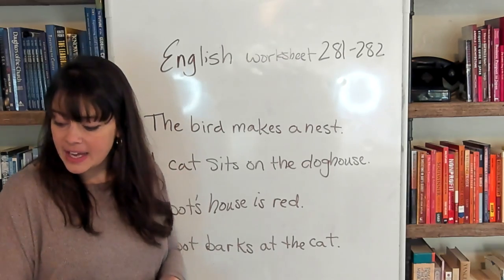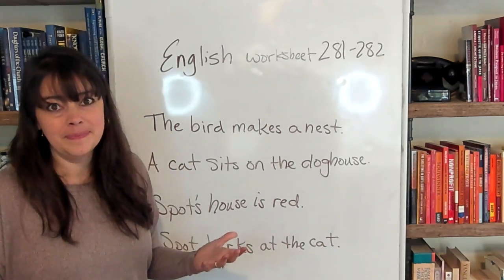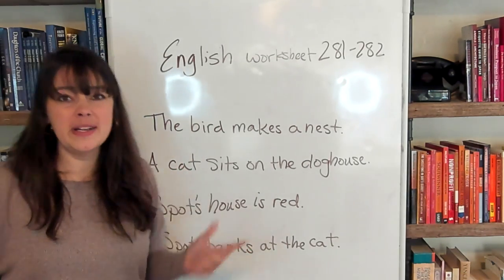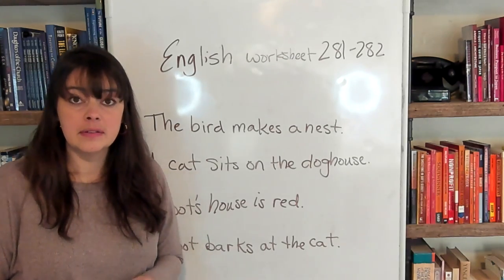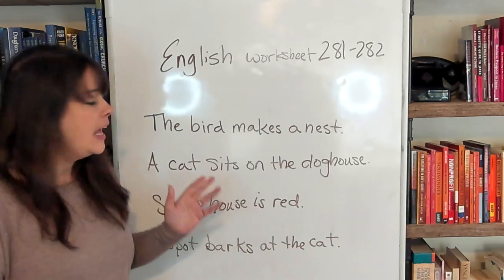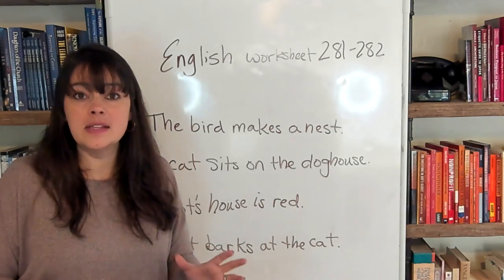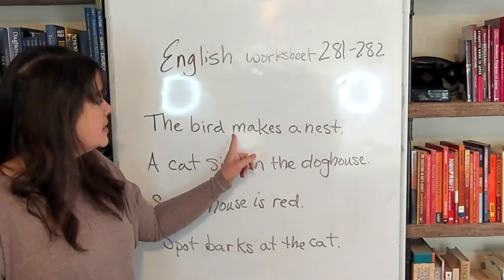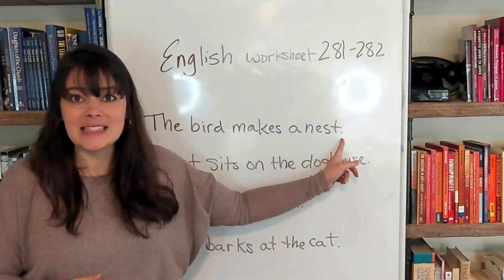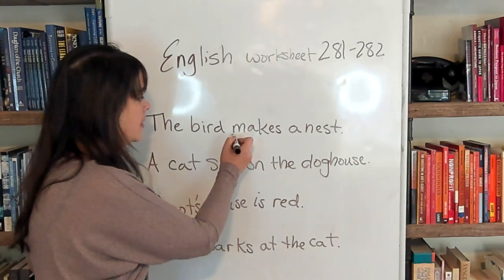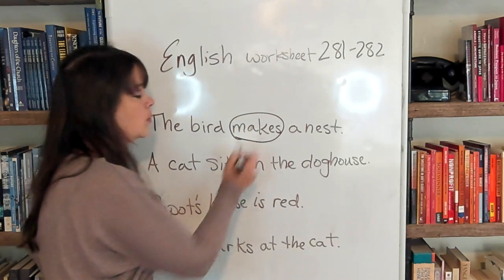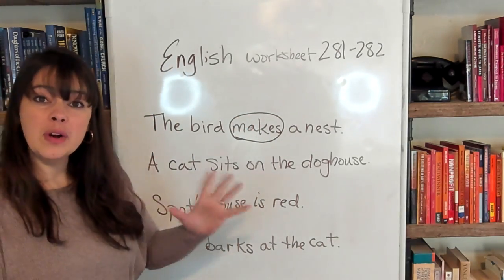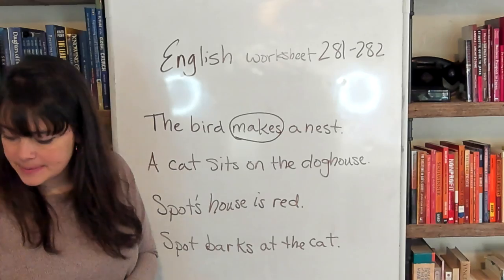So first, let's find the subject part. Who or what is the sentence about? The bird, okay? Now, what does the bird do? Or what is the bird? In this case, it says the bird makes a nest. So this word right here is the action word, and it's the main part of the predicate, okay?